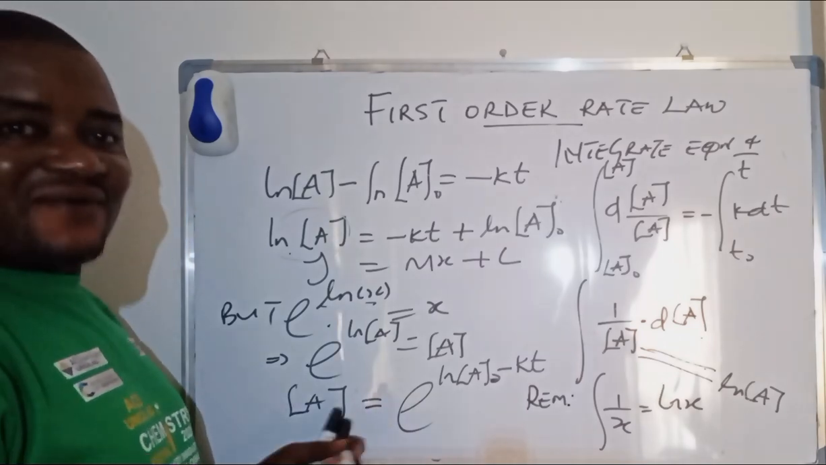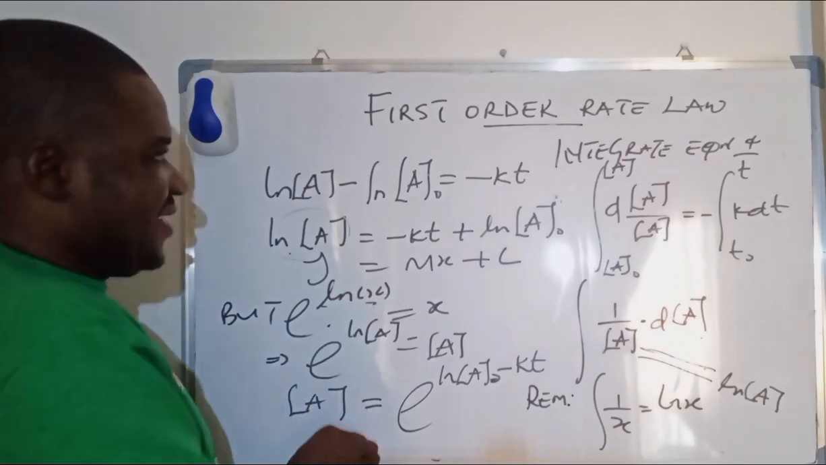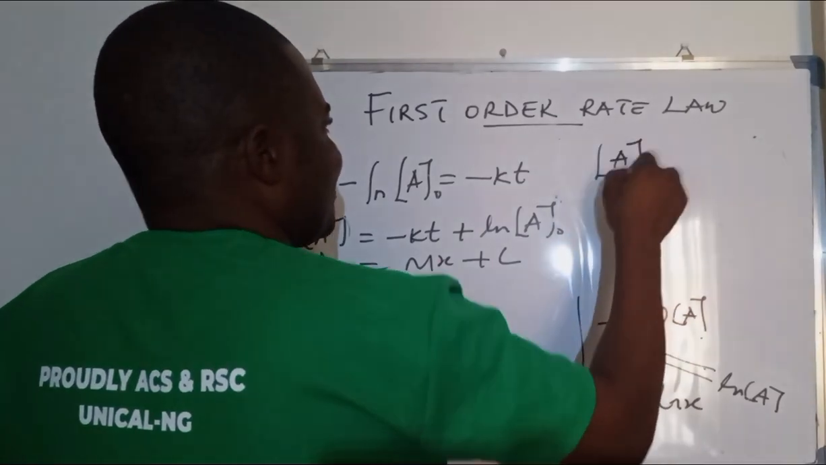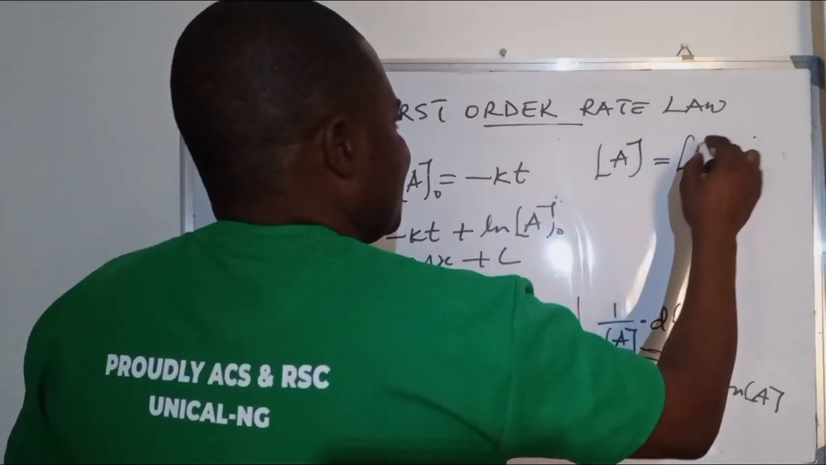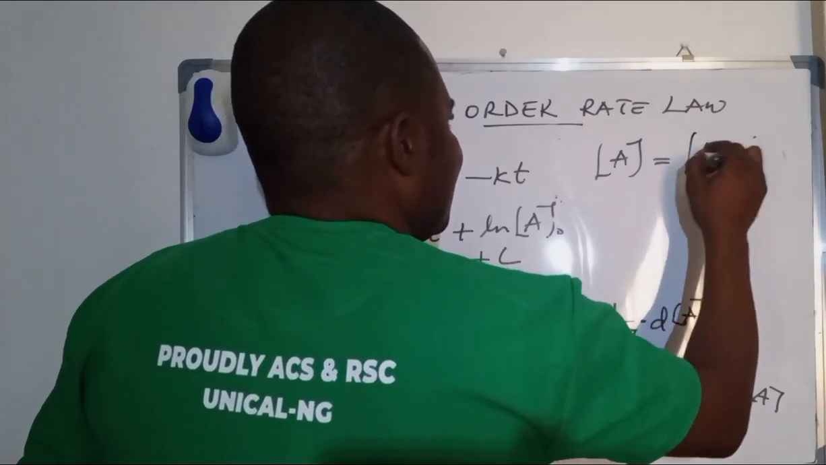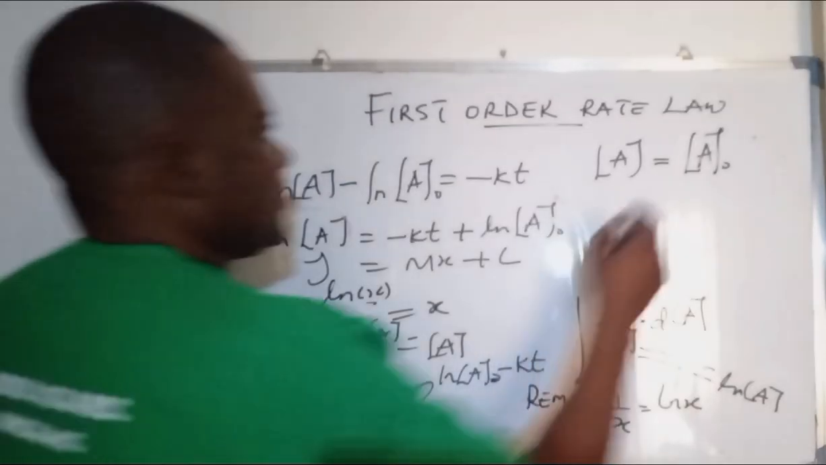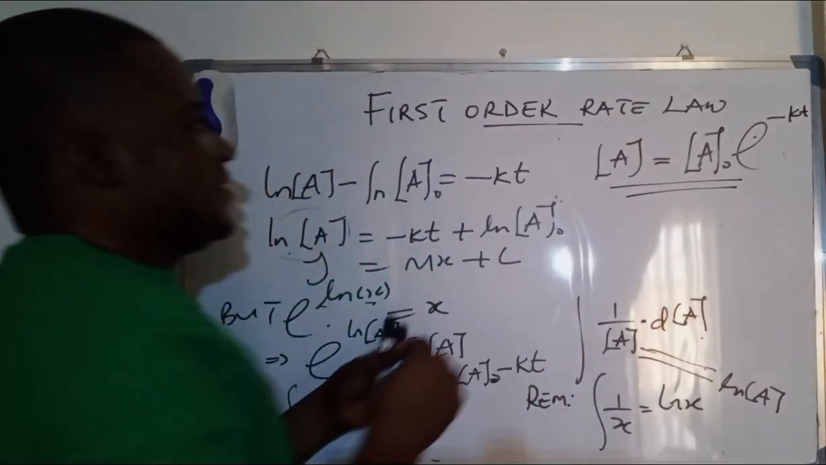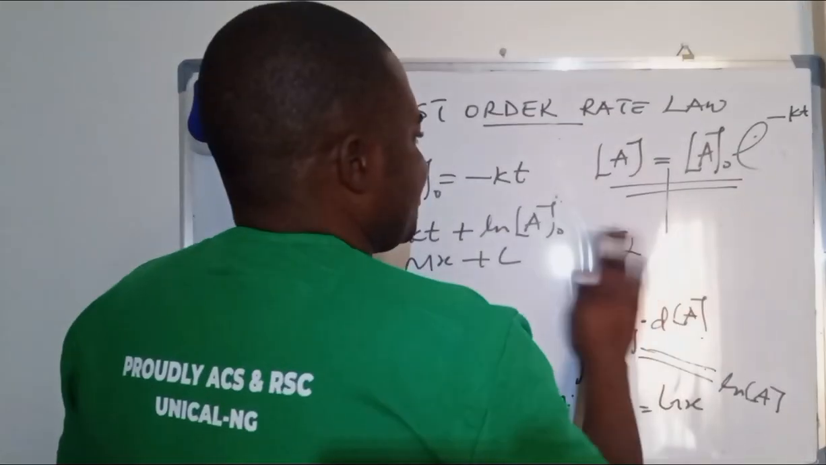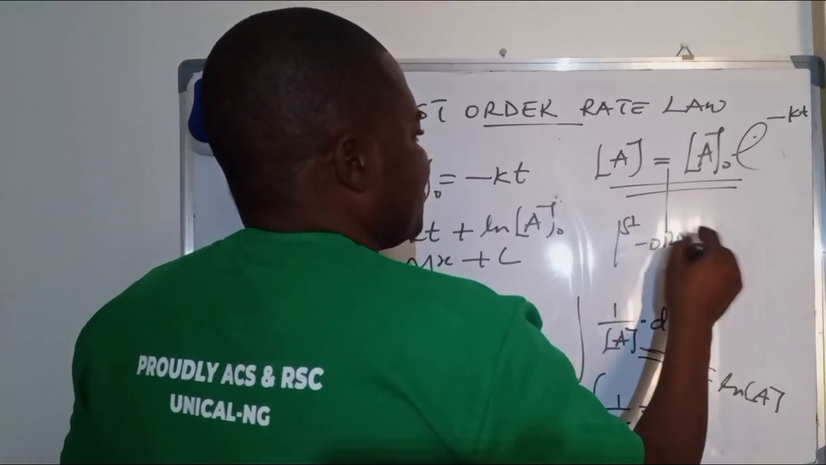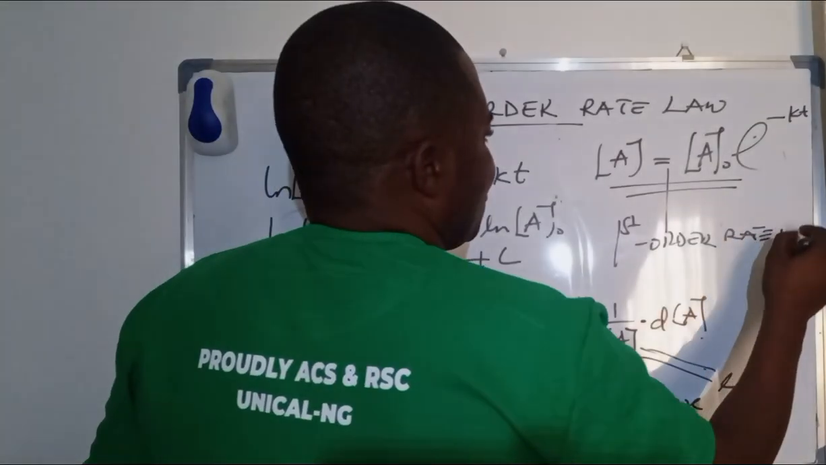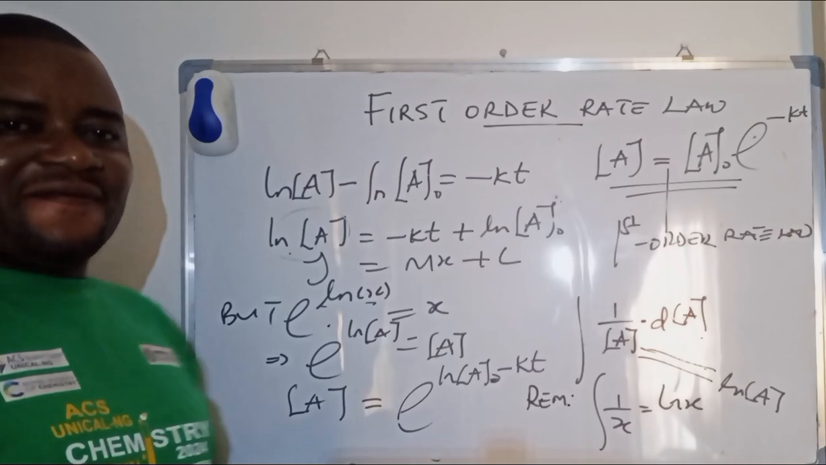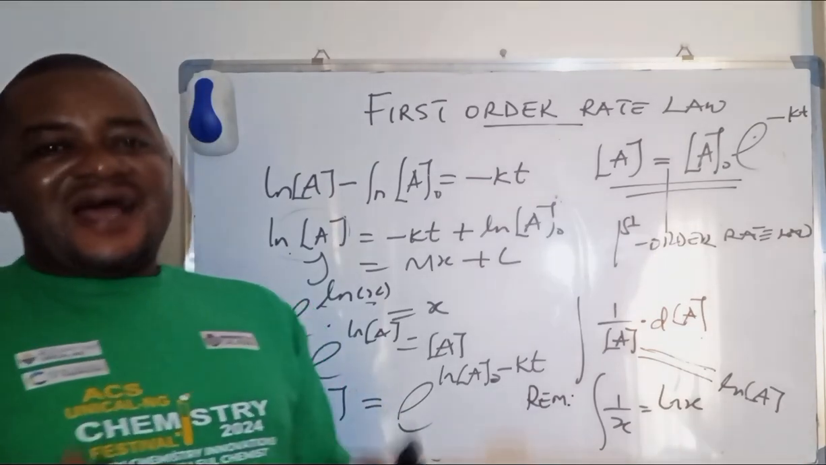Now you have already arrived at the equation, but one step is left, and that step is simple. We say the concentration A equals A0 times the exponent of minus kt. This equation is your first order rate law equation, or rate equation. So this is how you can derive the first order rate equation as simply as possible.